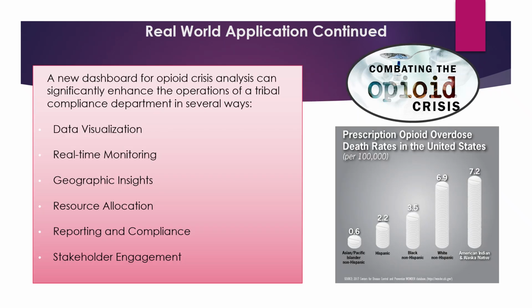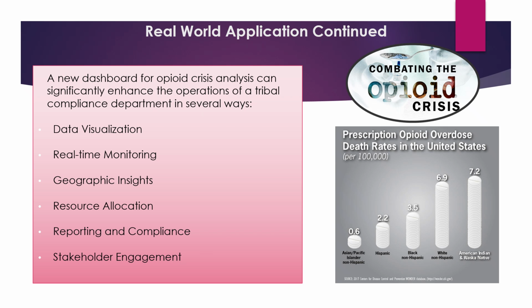A new dashboard for opioid crisis analysis can significantly enhance the operations of tribal compliance departments in several ways, which include, number one, data visualization. The dashboard can visually present data on opioid usage, overdose rates, treatment engagement, and demographic information, making it easier to understand trends and patterns. Number two, real-time monitoring. With real-time data updates, the dashboard allows for immediate awareness of spikes in opioid-related incidents. This timely information is critical for effective response and intervention strategies.